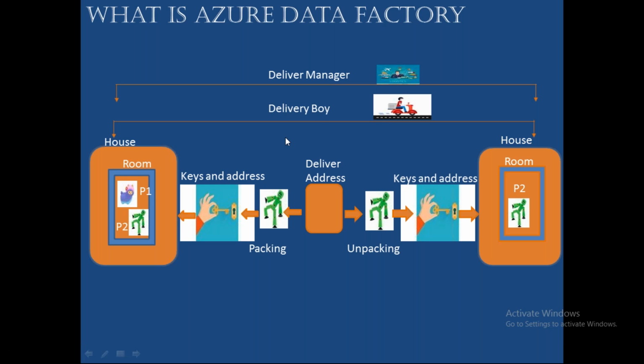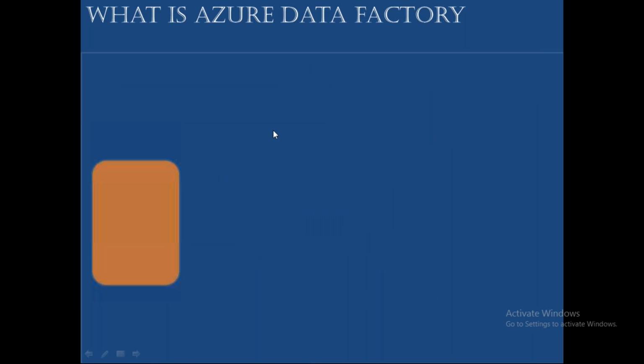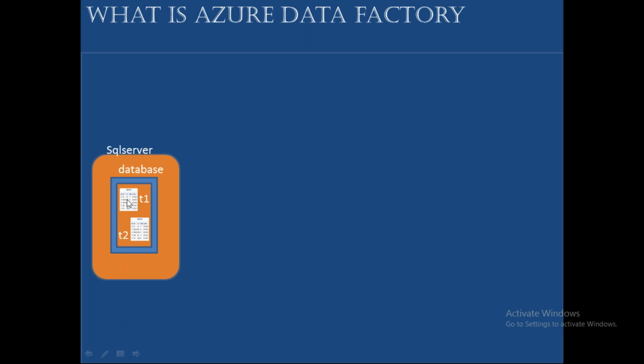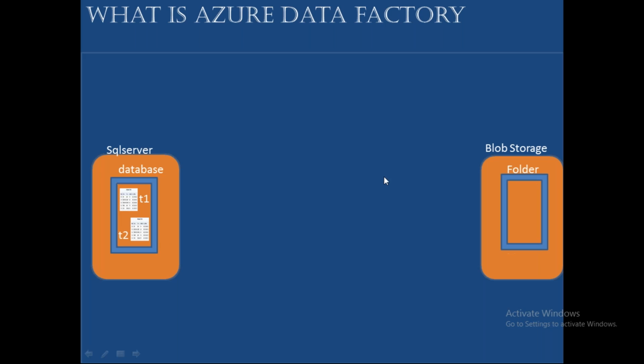Now I'm moving on. Now you see I have a SQL server. In the SQL server you have multiple databases. One of the databases you can consider this, and in this I have table 1 and table 2. Table 1 and table 2 data I have. Next, this data I want to move into a blob storage, into this folder. Clear as of now?